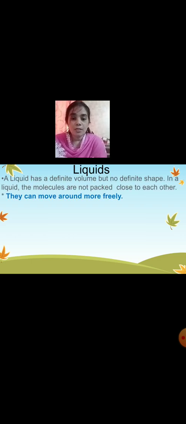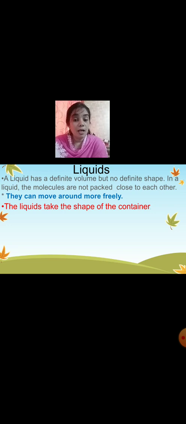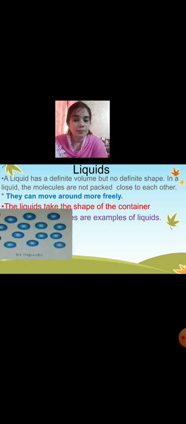And the next one is liquid. Liquid has a definite volume but no definite shape. So they have the same volume but they do not have the same shape, that is, a definite shape. So in a liquid, the molecules are not packed close to each other. So they can move around freely here.